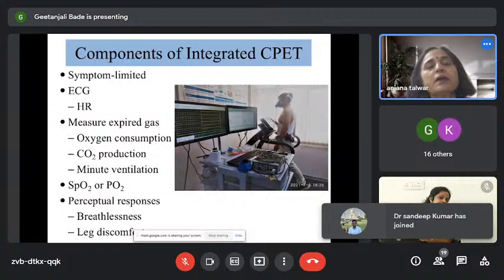Next, please. So we must know what the contraindications for cardiopulmonary exercise testing are. As you can find, there are standard guidelines given by the European Society, and these are some of the absolute contraindications to CPET. In addition to it, there are other contraindications, which will be there in the next slide.